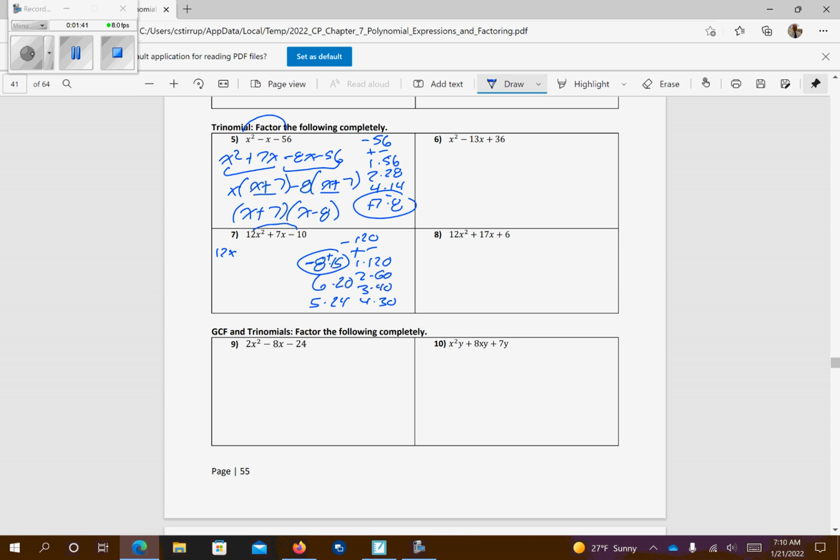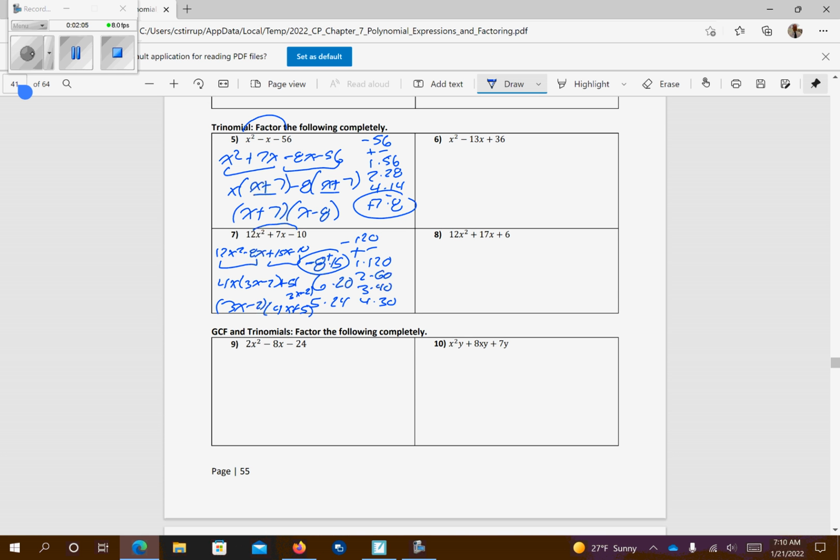So I have 12x squared minus 8x plus 15x minus 10. I can factor out a 4x there, so that's going to give me 3x minus 2. I can factor out a 5 there, that's going to give me 3x minus 2. The 3x minus 2's match. So that's going to give me 4x plus 5.